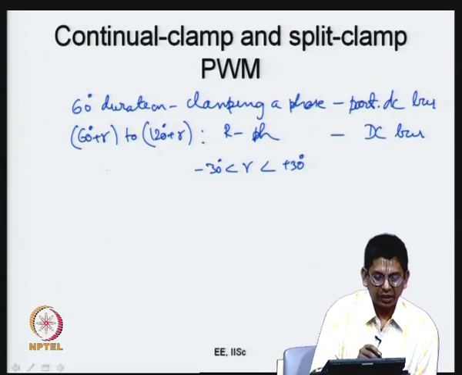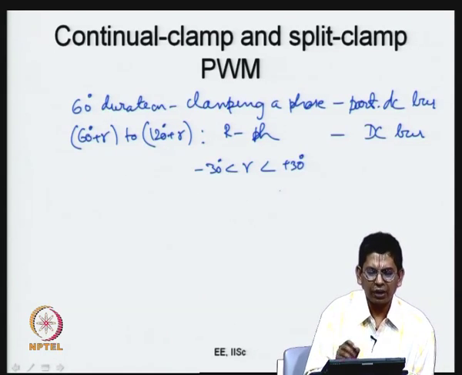So, if it is minus 30 degree, the clamping is between 30 to 90. If it is plus 30 degree, the clamping is between 90 to 150. If gamma is 0, it is between 60 to 120. Gamma can take any value in this range now, and this you call a continual clamping, because it is clamped continuously for 60 degree duration now.